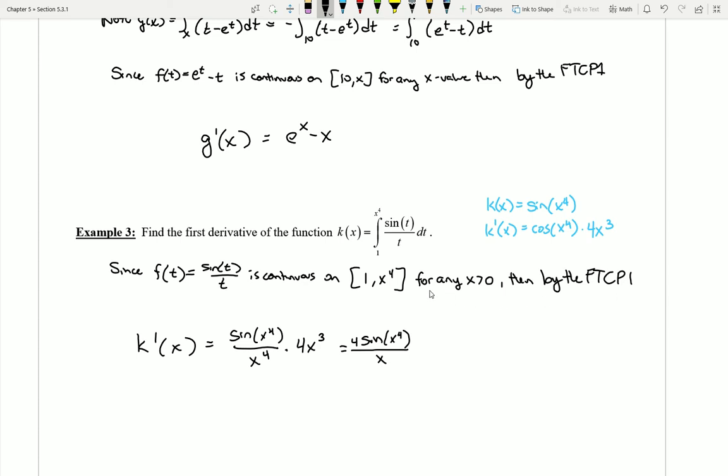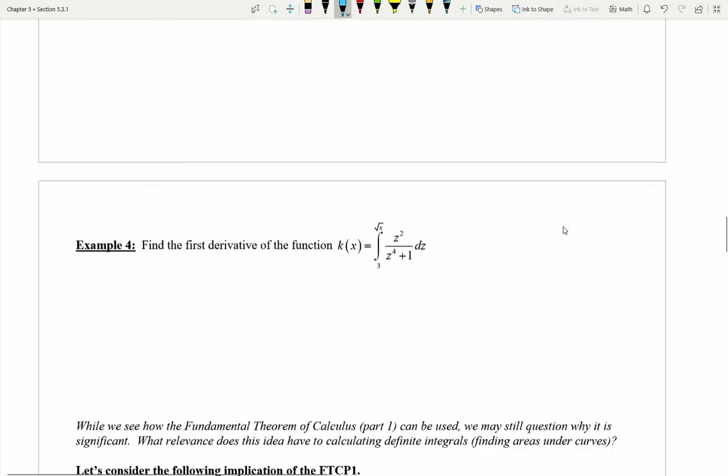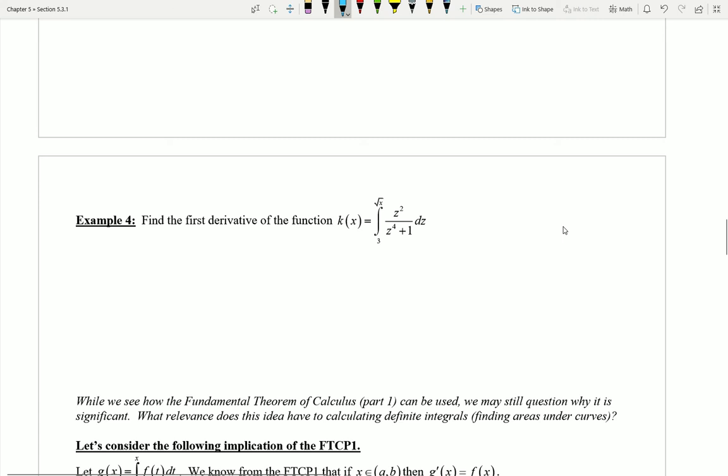So I do have to be aware here that the chain rule might be able to come into play with this derivative rule. And because of that, I just have to note that whenever this upper bound is not just an x, but more complicated, then I apply the chain rule, just like I would have with any other derivative rule. So let's take a look here at something like example 4, and we can see the exact same thing coming into play.